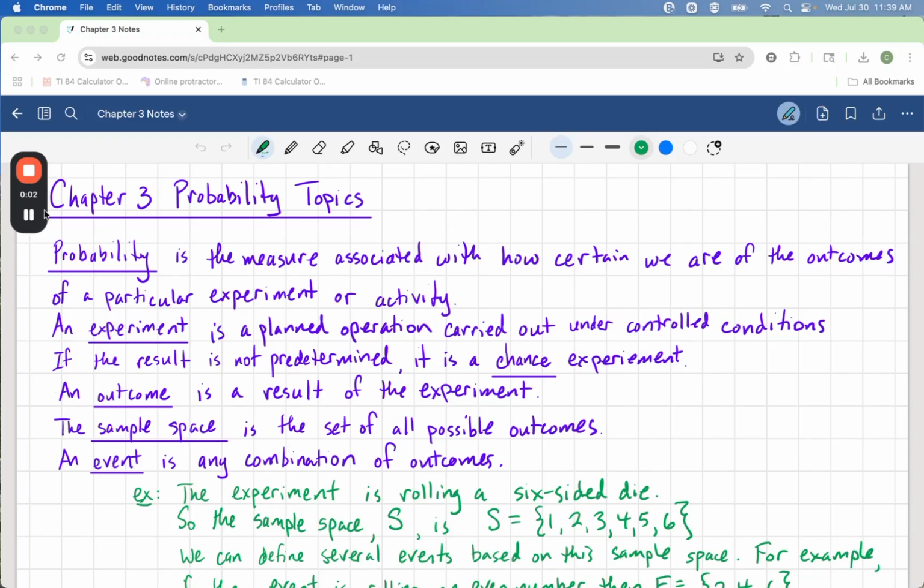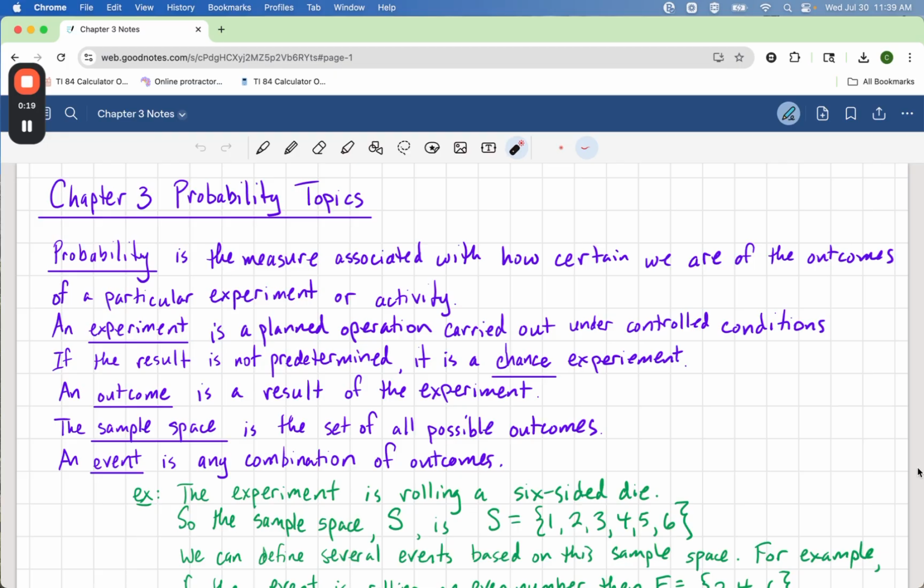Hi, everybody. We are off to chapter 3, the chapter on probability. This ends up being one of the more difficult topics in this course. So we're going to start with some definitions.